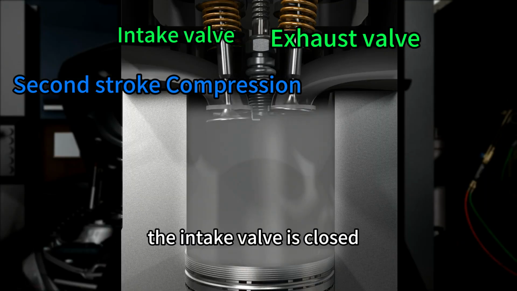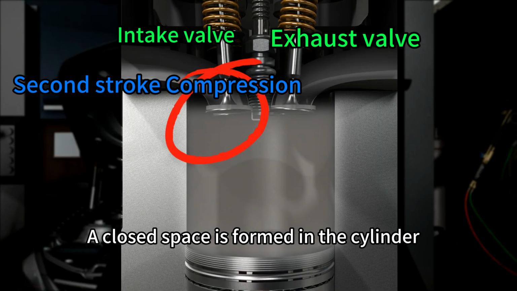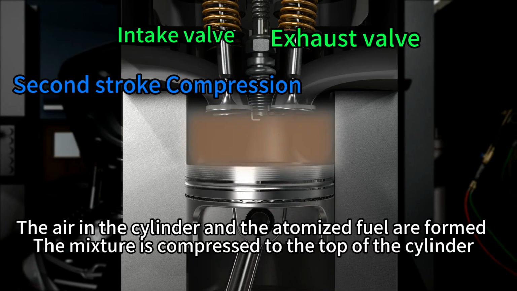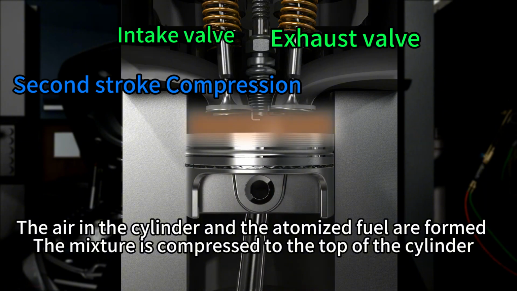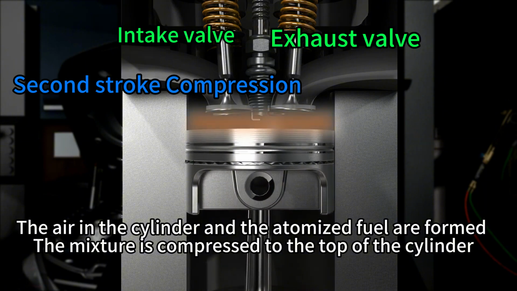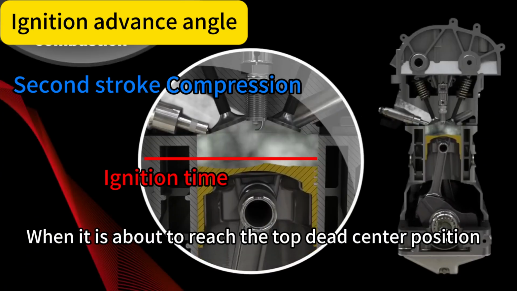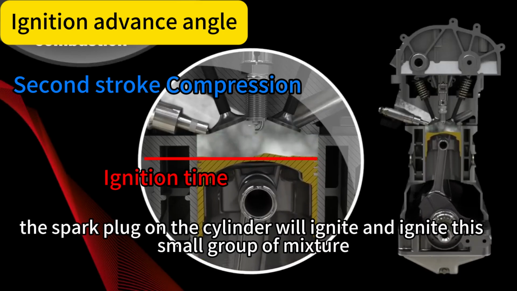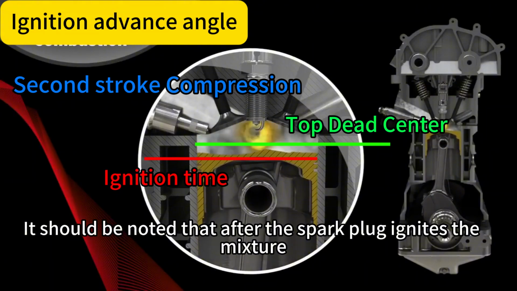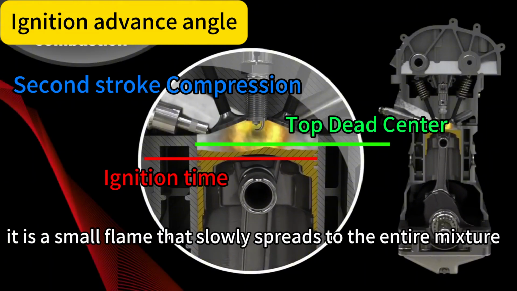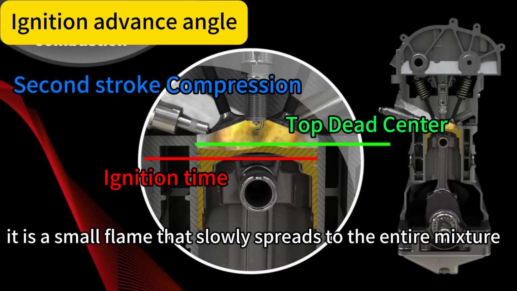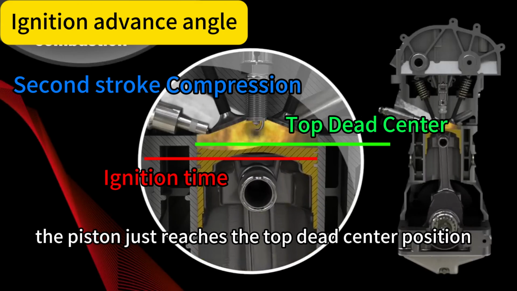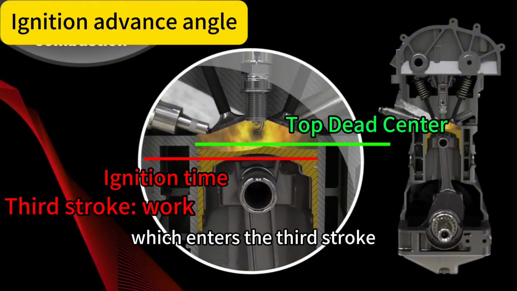At this time, the intake valve is closed. A closed space is formed in the cylinder. The piston moves upward. The air in the cylinder and the atomized fuel form a mixture, which is compressed to the top of the cylinder. When it is about to reach the top dead center position, the spark plug on the cylinder will ignite this small group of mixture. It should be noted that after the spark plug ignites the mixture, it is a small flame that slowly spreads to the entire mixture. When the mixture is completely ignited, the piston just reaches the top dead center position, which enters the third stroke.